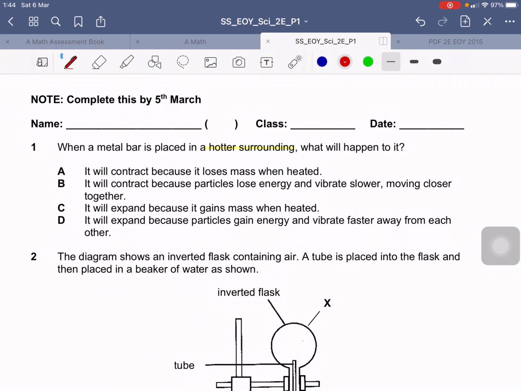Alright, so option A, it says it will lose mass. Now this doesn't happen. Alright, mass will be kept constant. Then option B, it says contract. Well, that's already wrong. It should expand. Alright, so option C, expand, because it gains mass, again is wrong. So option D, it will expand. That's correct. Because the particles gain energy and vibrate faster away from each other, so answer is D.